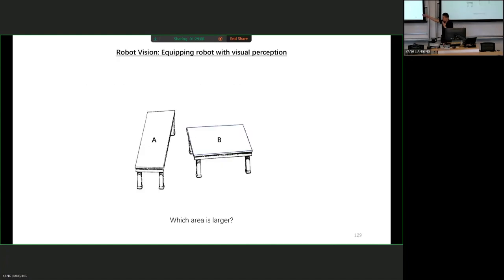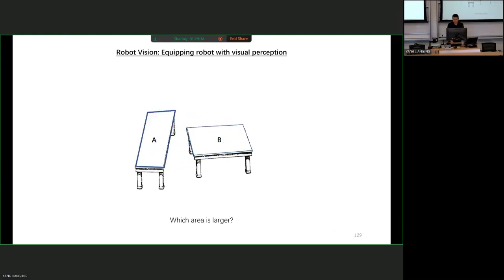Okay, a very quick mental experiment. Which area do you think is larger? And some of you might have seen this. Who thinks area A is larger? Who thinks B is larger? Okay, or some of you think... So if you didn't raise your hand, you are also right, because they are actually the same area.